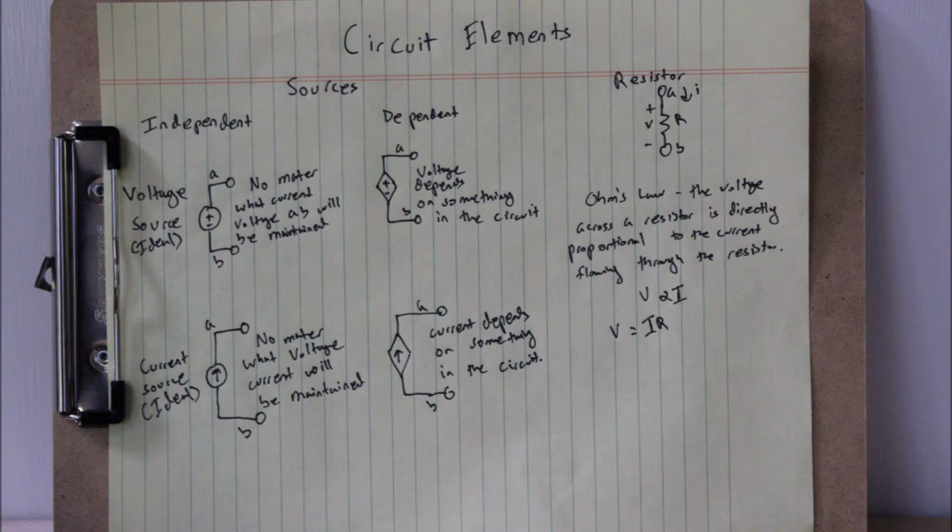Dependent sources output a voltage or current depending on a mathematical relationship to something in the circuit. It is common practice to use these to model different types of components in a circuit.